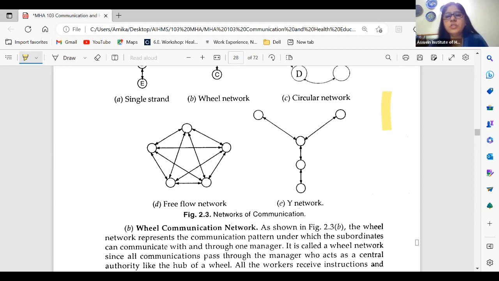Now the most adaptable in institution settings is the Y network. What happens here? Here it is a controlled chain of network where two or three people are talking, and as you can see in the Y, there are two senders or receivers. They basically control the information.